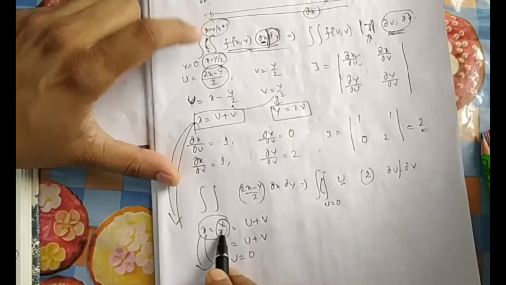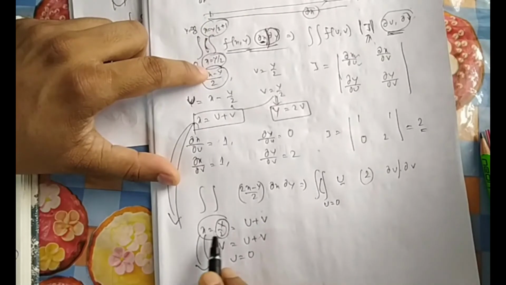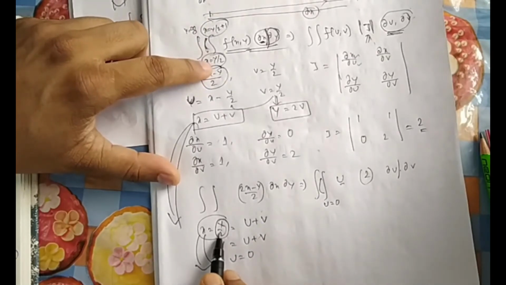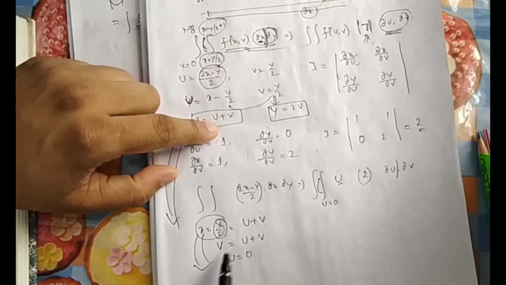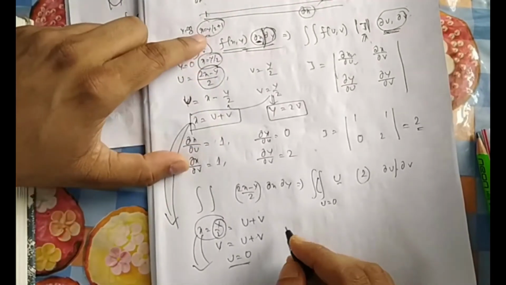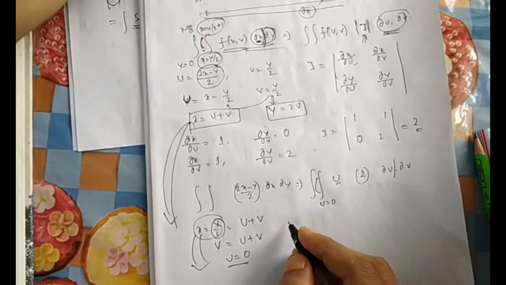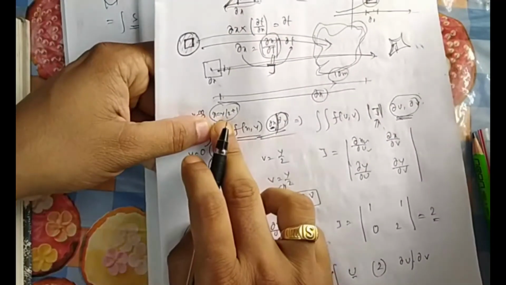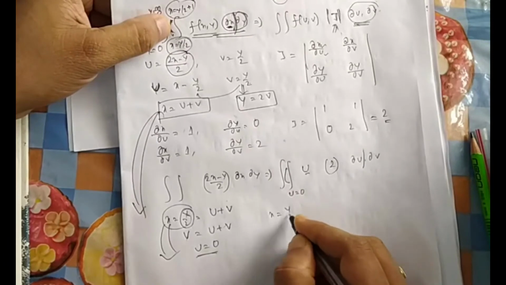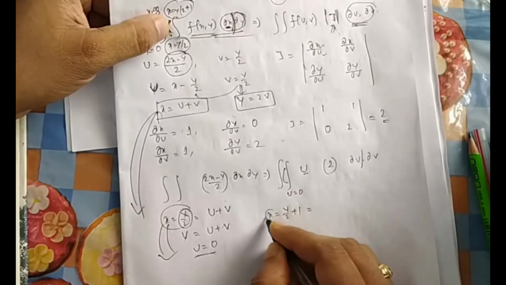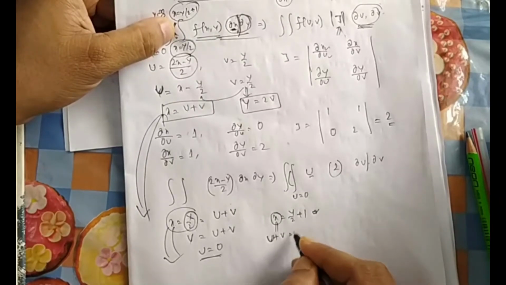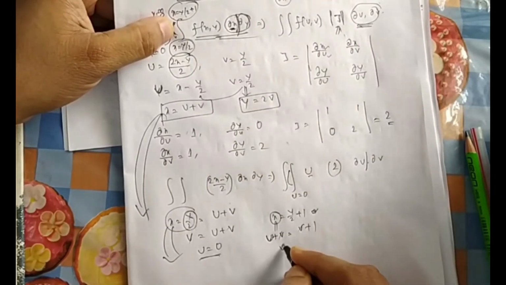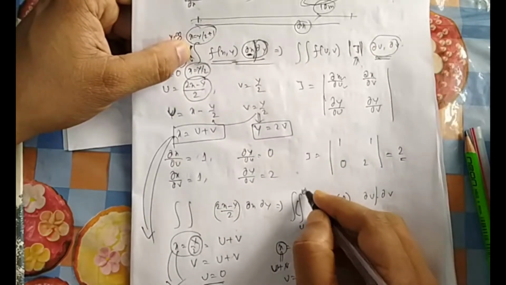X is equal to y by 2. They have given the lower boundary, which is x equal to y by 2. But we know x equal to u plus v. So you put there y by 2 is equal to v. What is the upper limit here? You can see the upper limit, x equal to y by 2 plus 1. You can replace here: what is x? X is equal to u plus v. And what is y by 2? V plus 1. V cancels. So u equal to 1. So next you got u equal to 1.